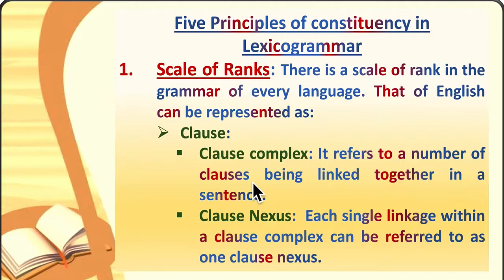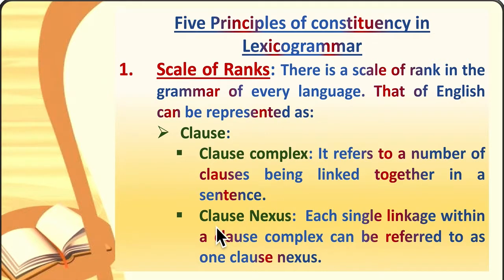It refers to a number of clauses being linked together in a sentence. So what is clause complex? Clause complex refers to a number of clauses being linked together in a sentence. So in one sentence, sometimes you can have a number of clauses, and this refers to clause complex. Complex itself means more difficult to understand. So clause complex contains a number of clauses, and those clauses are interlinked together in a sentence. They work as one unit to give meaning.